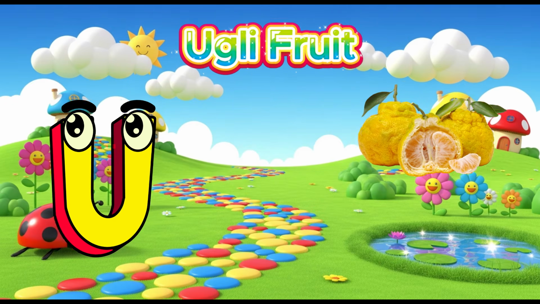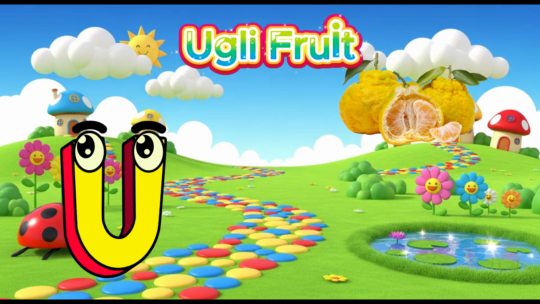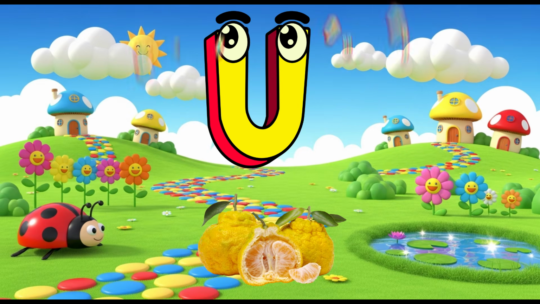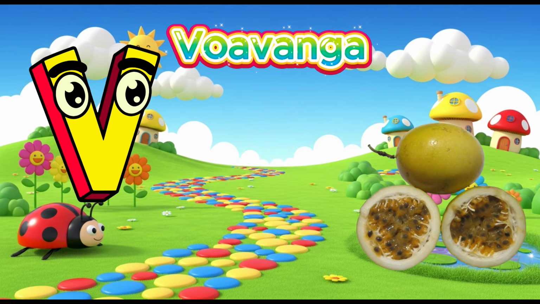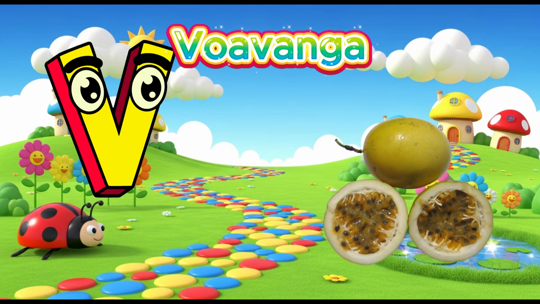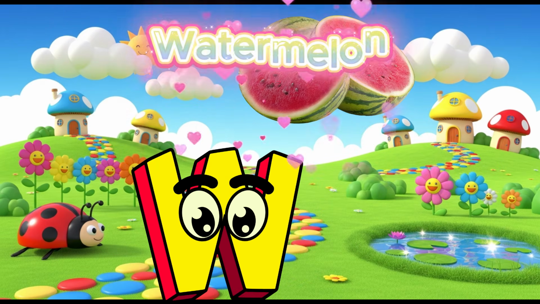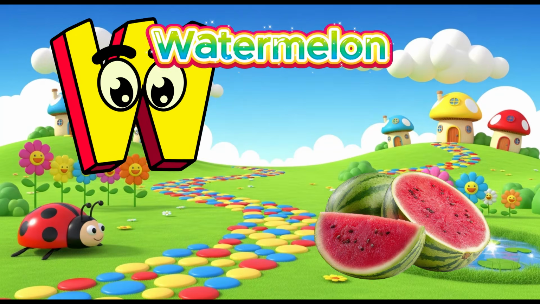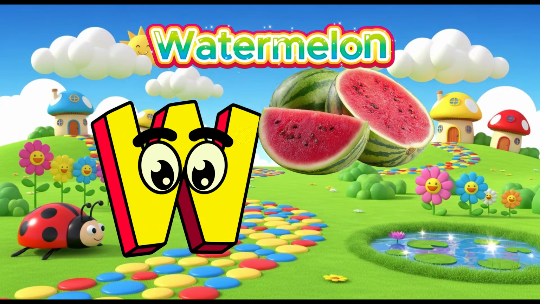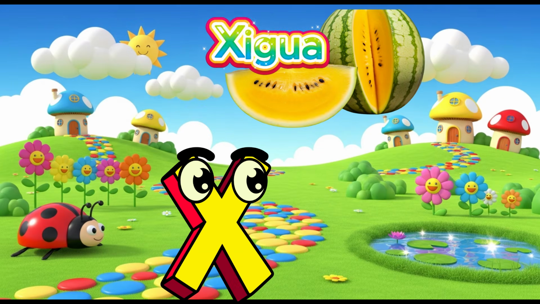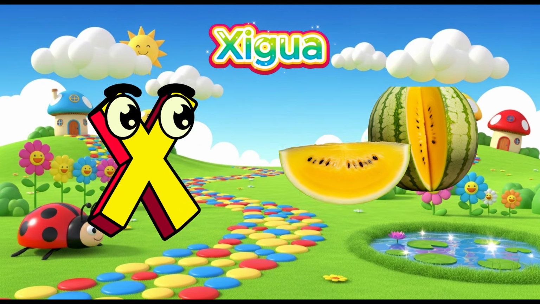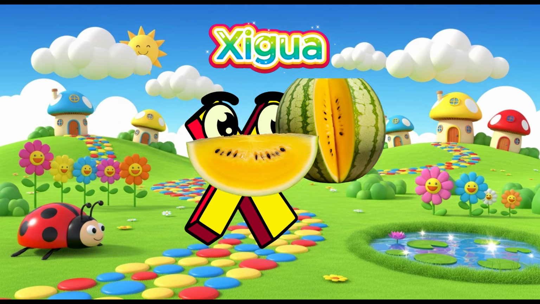U is for ugly fruit. U, ugly fruit. U is for ugly fruit. V is for vulvanga. V, vulvanga. V is for vulvanga. W is for watermelon. W, watermelon. W is for watermelon. X is for sigua. X, sigua. X is for sigua.